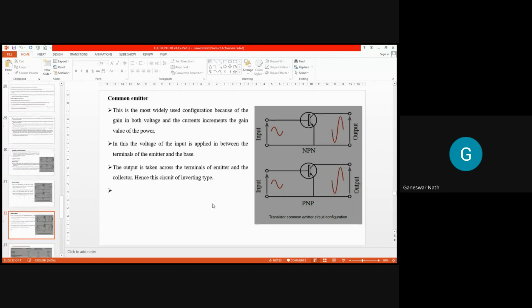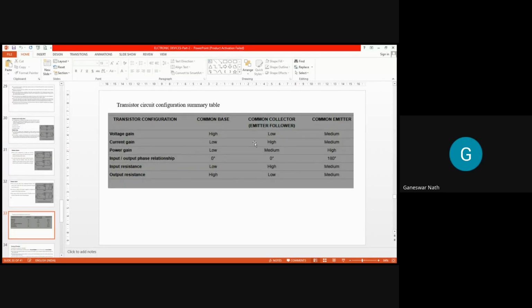Similarly, you can also see the common emitter, just depending on the orientation of the terminals that we put. You can see the emitter is common to both base and collector here. Next, I compared the transistor circuits for the common base, common collector, and also the common emitter. This is a comparison where you can get different parameters: voltage gain, current gain, power gain, all the things.